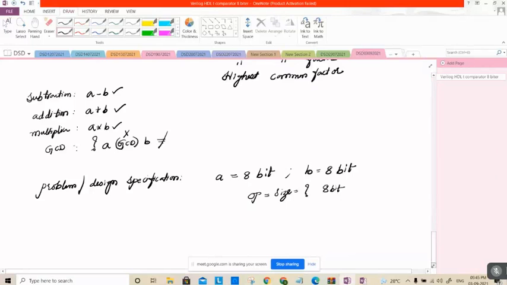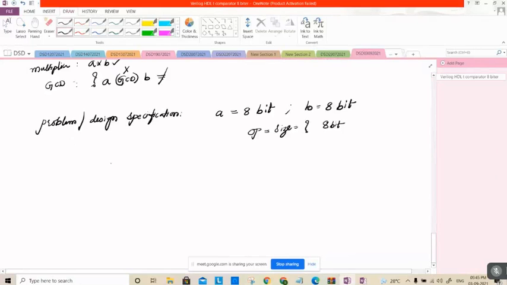Now, if you don't remember GCD, I'll give you some examples. What will be the GCD of 10 and 5? The greatest common factor. What are the factors for 10? 1, 2, 5, 10. For 5, it will be 1 and 5.